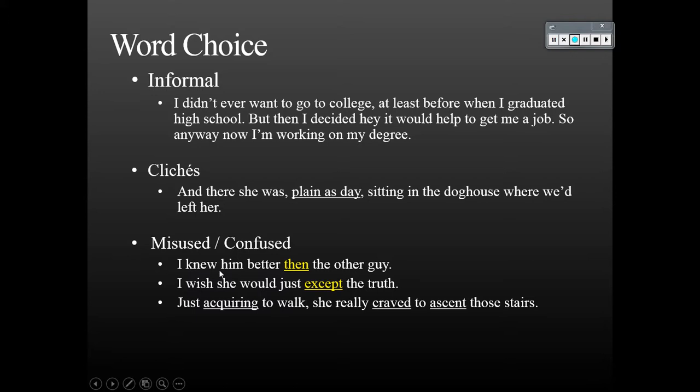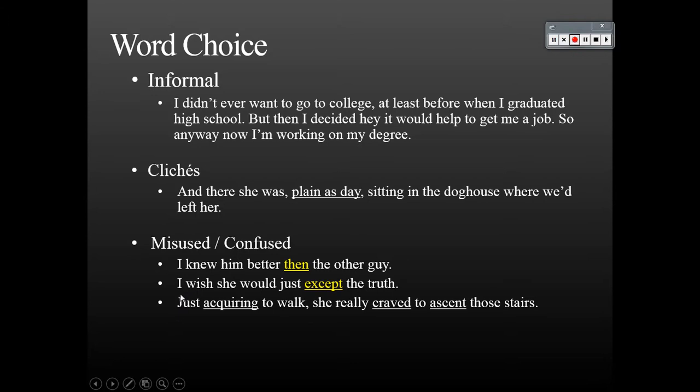Misused or confused words. I knew him better than the other guy. This sentence is comparing how well you knew one to how well you knew the other. The comparative form is THAN. I knew him better than the other guy. I like Diet Coke better than sweet tea. If we're comparing two things, it's than. Then is actually a time transition, usually. Okay, a time. First, I chopped the onion, then I sautéed it in the pan. This is usually a time transition.